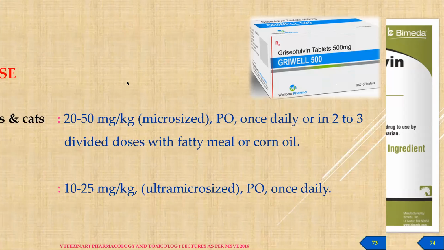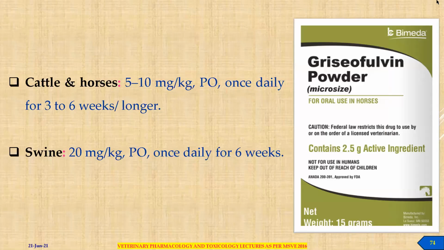In cattle, it is also used at 5 to 10 milligram orally once daily for 3 to 6 weeks or longer. Whereas in swine, the dose is 20 milligram per kg, administered for 6 weeks. The griseofulvin powder, available for oral use in horses, contains 2.5 gram of the active principle.